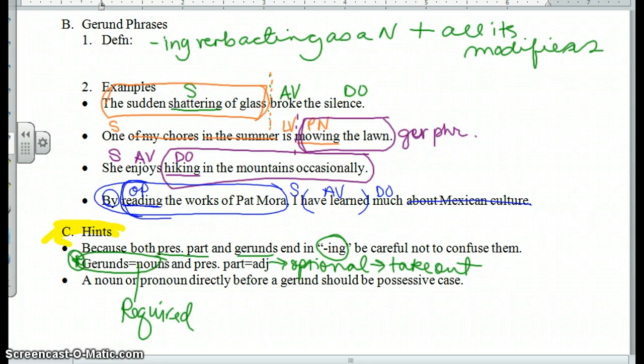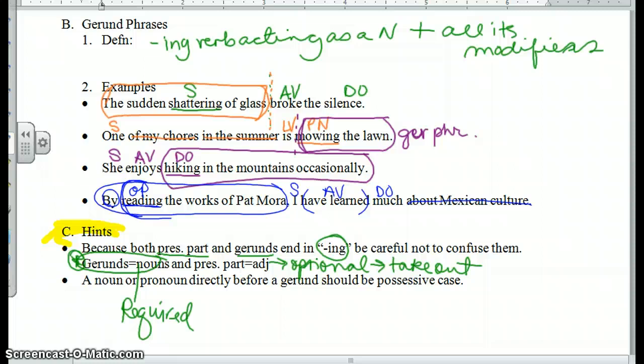Okay, so if you go back up even to the one right before, if you take out the gerund phrase, reading the works of Pat Mora, you'd have by, comma, I have learned much. That doesn't make sense. The one before that, she enjoys. If you take out the gerund phrase, she enjoys isn't a horrible sentence, but it does leave us wondering, what does she enjoy? Okay, so that's a good test.